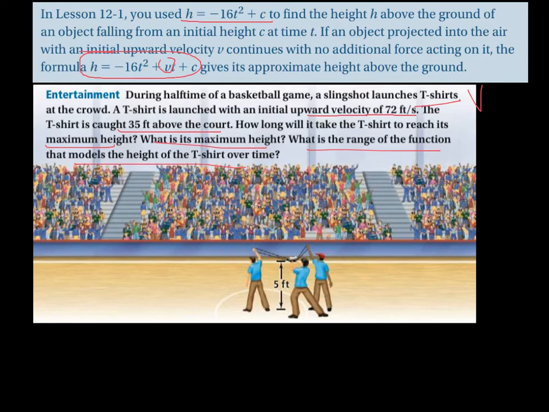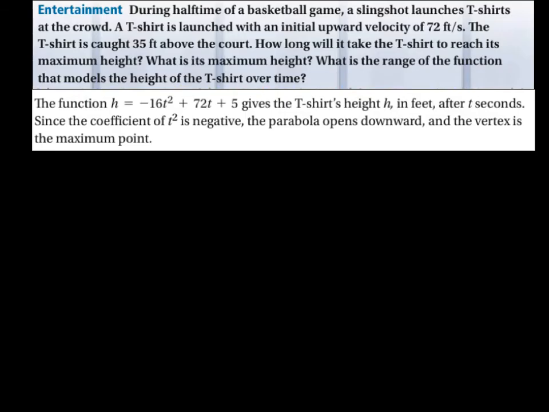Okay. So here are the things we're going to be looking at. Let's see how this problem is going to relate to this projectile motion equation. So here's our function, h equals -16t² plus 72t plus 5. That gives us the t-shirt's height after t seconds. Okay. The t² is negative, so we know the parabola opens down and our vertex is going to be a maximum.